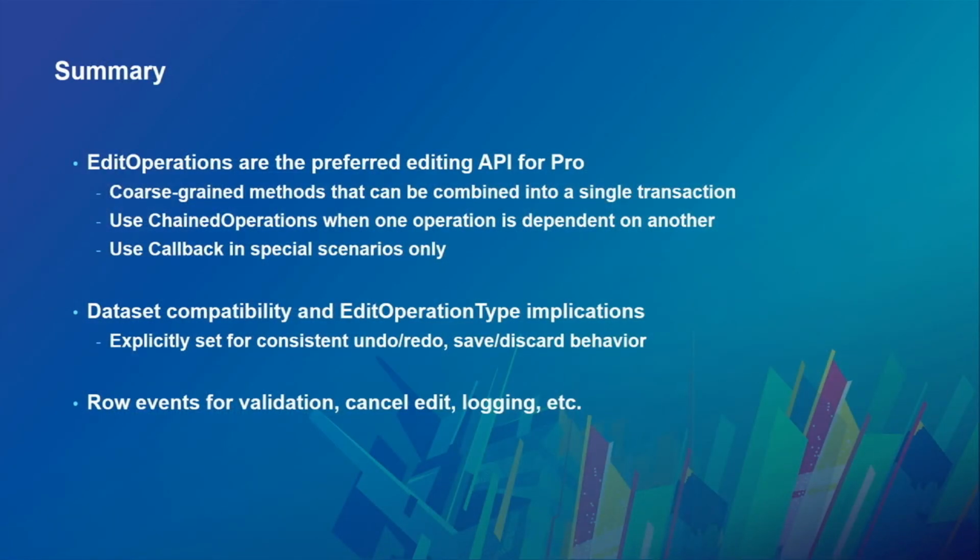So in summary, like we've been mentioning all throughout the week with the editing sessions, the edit operation is the preferred editing scenario for within Pro. It gives you the ability to be on the undo redo stack, gives you the ability to do cancelling. You have the ability to have coarse grain methods to chain operations together, and to use the callback in special scenarios. We also talked today about dataset compatibility and edit operation types and what that means for UI behavior and the short and the long transaction. And then we had a quick look at the events that we have.